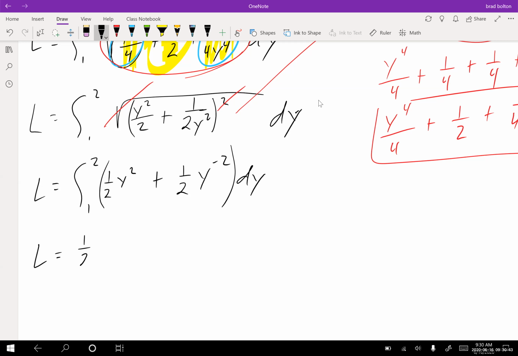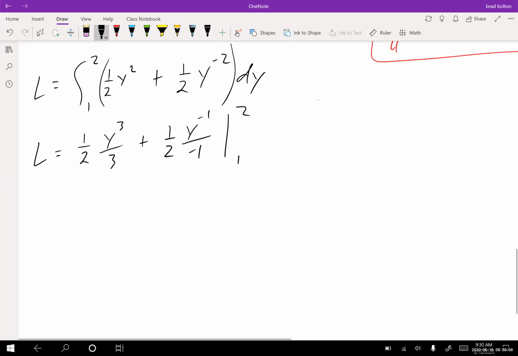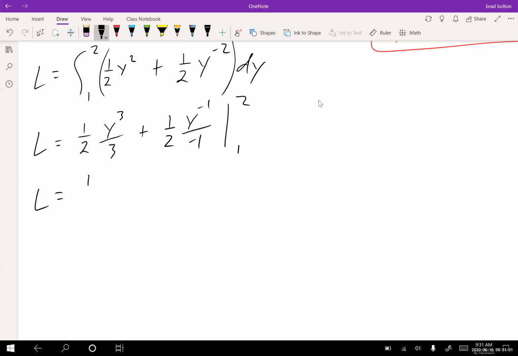So this would become 1/2 y cubed, let me write this better, y cubed over 3 plus 1/2 y to the -1 over -1 from 1 to 2. So this would become, you know what, we'll just leave the 1/2 on the outside. This will become 8 over 3 minus 1 over 4, minus, let's plug the 1 in there, 1 over 3 minus 1 over 2. So all I'm doing is plugging this in.